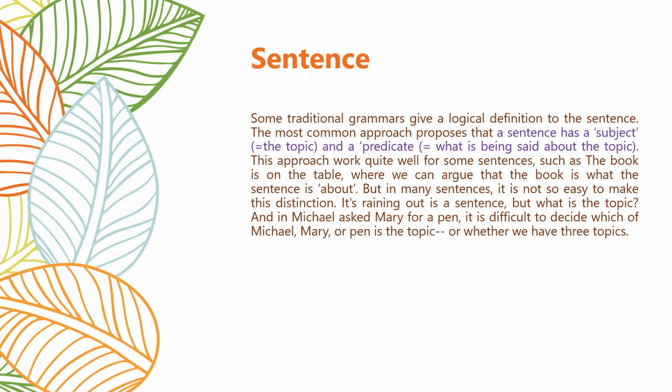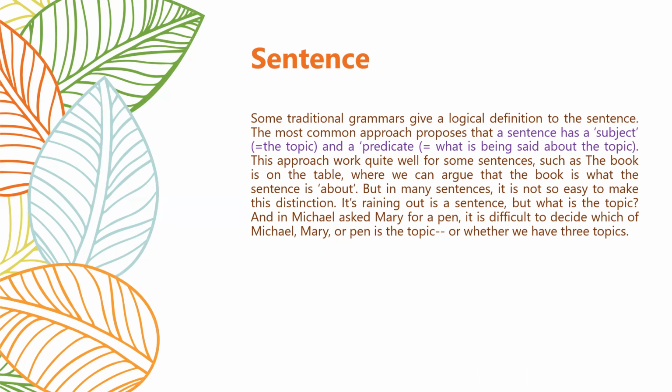Michael asked Mary for a pen. It is difficult to decide which of Michael, Mary or pen is the topic. Michael asked Mary for the pen. You can see we have three topics: Michael, that is a noun, Mary, and pen. Then which one is the predicate here?